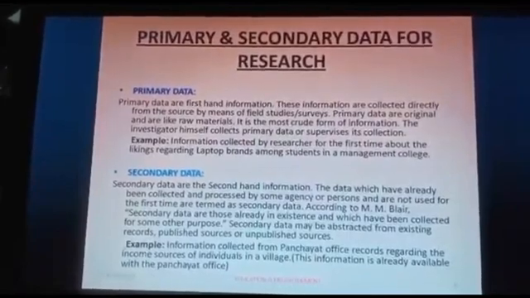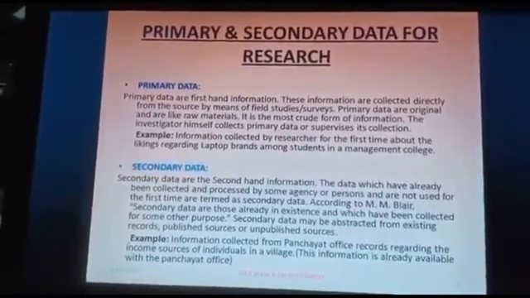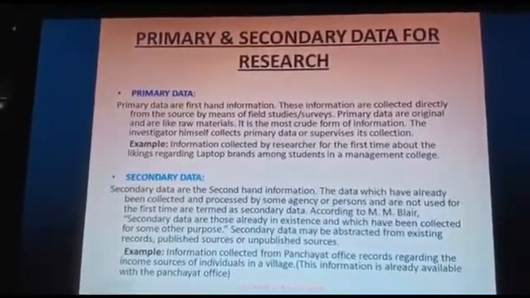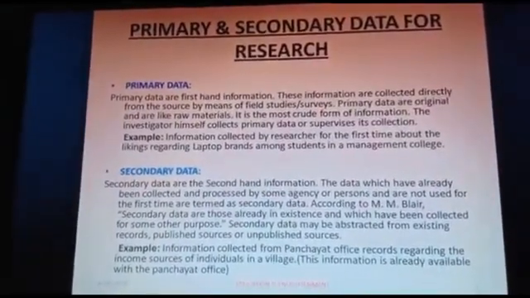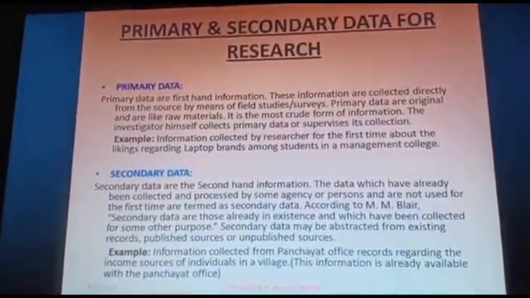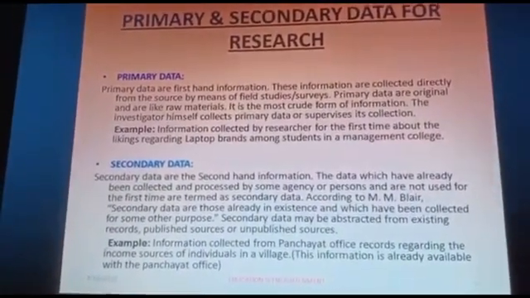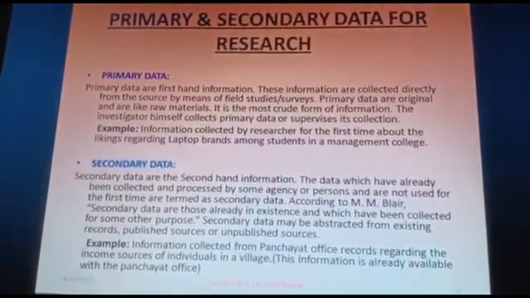Well, primary data are known as first-hand information. This information is collected directly from the source by means of field studies and surveys. Primary data are original and like raw materials. It is the most crude form of information. The investigator himself collects primary data or supervises its collection.